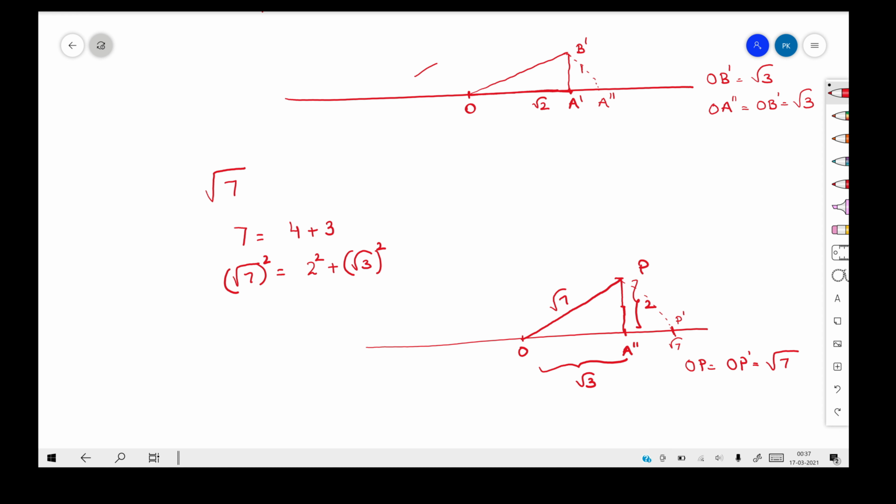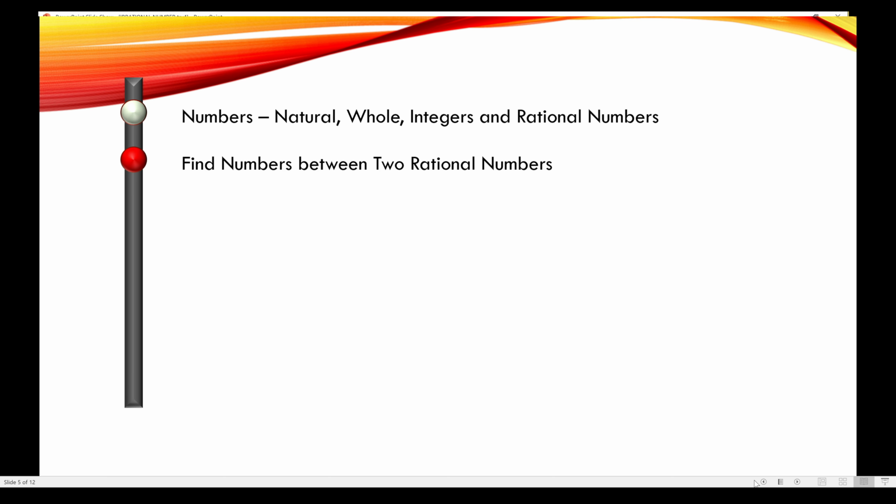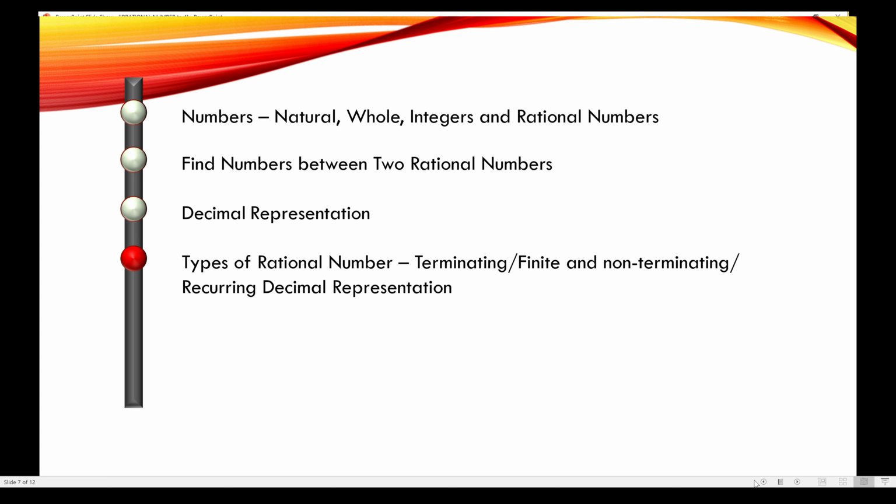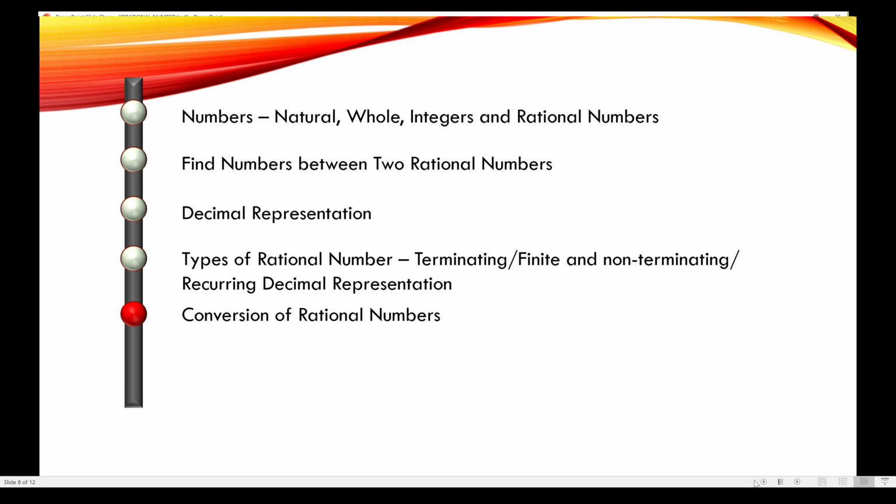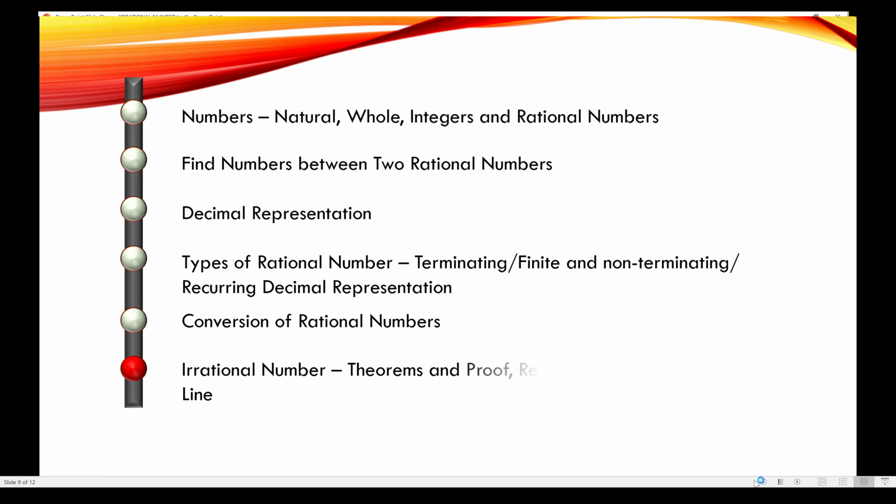We are going to quickly sum up whatever we have done. So we have completed chapter 1, and what all have we seen? We have seen numbers: natural numbers, whole numbers, integers and rational numbers. We have also seen finding two numbers between two rational numbers. Then we saw decimal representation of numbers. We saw types of rational numbers, terminating and non-terminating. And then we saw conversion of rational numbers. And finally, we saw irrational numbers, 4 theorems, and proving that a number is irrational. Then we also represented irrational numbers on the number line. This is the sum total of whatever we have done in chapter 1.